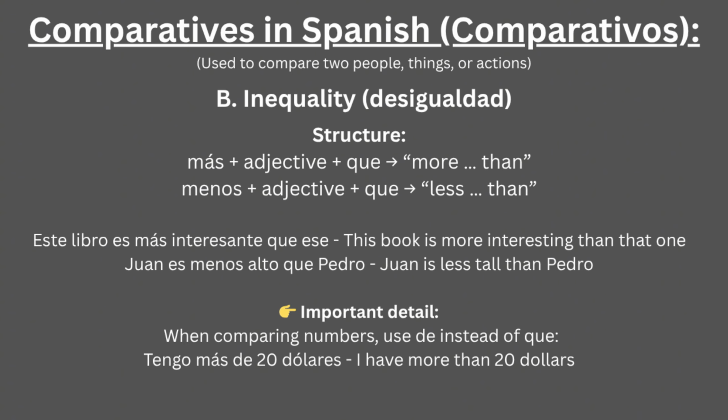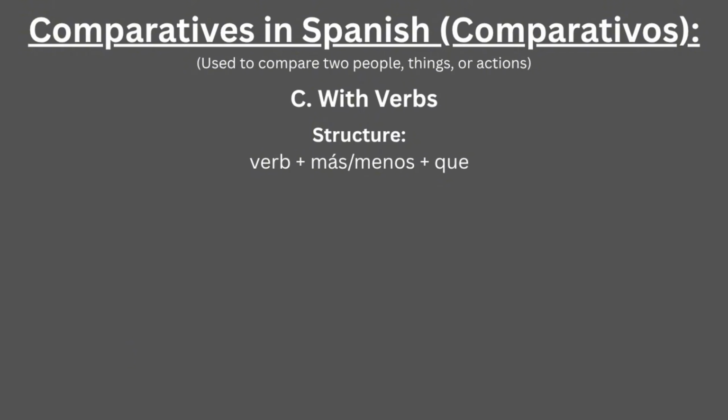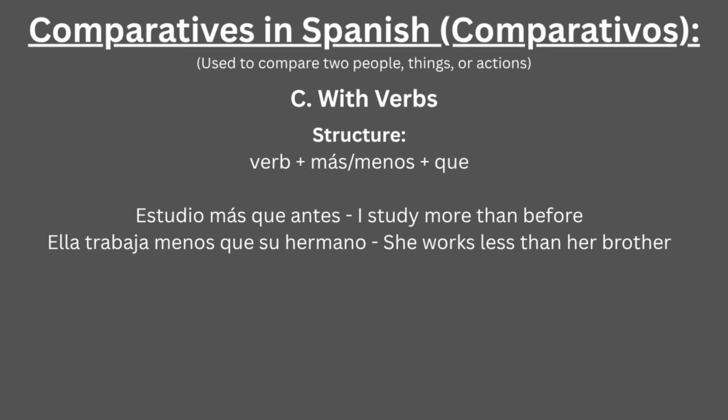Now, let's see the third type, which uses verb forms, having only one pattern: a verb plus más or menos plus que. Some examples are: Estudio más que antes. Ella trabaja menos que su hermano.